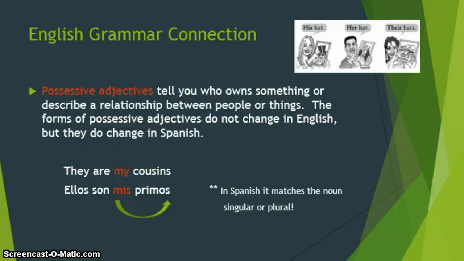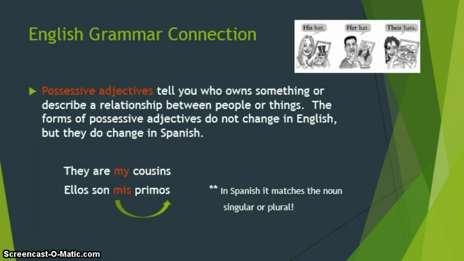To connect this with English, we actually have the same thing. We have possessive adjectives to describe relationships between people or things or to show who's the owner of something. However, in English, all the forms do not change. In Spanish, we're going to have some subtle changes. So up above, I have a little comic strip there, and it has some examples of English possessive adjectives. So I would say not just the hat, but his hat or her hat or their hats. So you'll notice that regardless of singular or plural, I don't have any changes with my adjectives. They always stay the same in English.